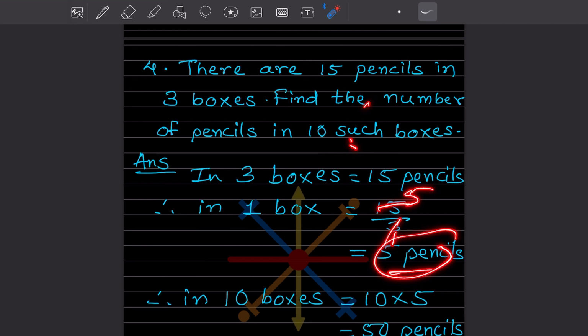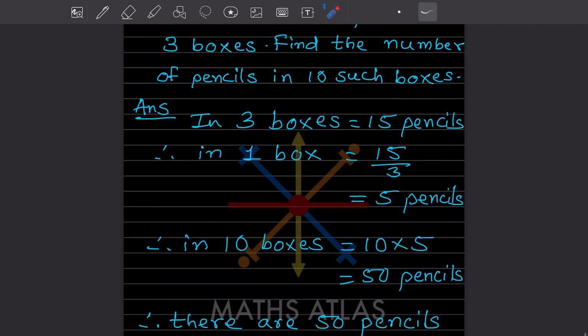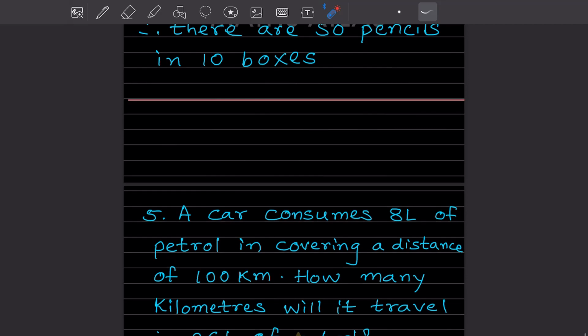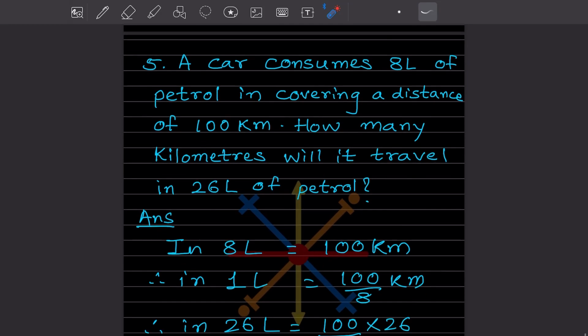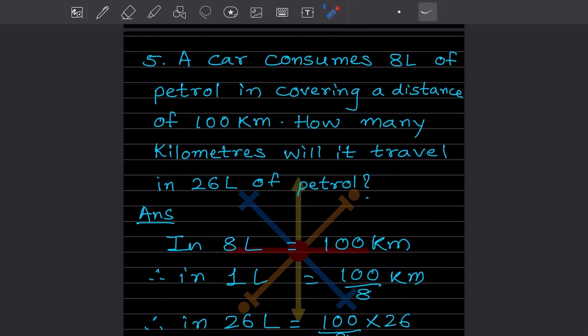So we want this in 10 boxes. So 10 boxes will be how much? 10 into 5, that is going to be 50 pencils. So there are 50 pencils in 10 boxes. Now again, look at this one. It says that a car consumes 8 liters of petrol in covering a distance of 100 kilometers. How many kilometers will it travel in 26 liters of petrol? So in 8 liters, it is covering 100 kilometers.